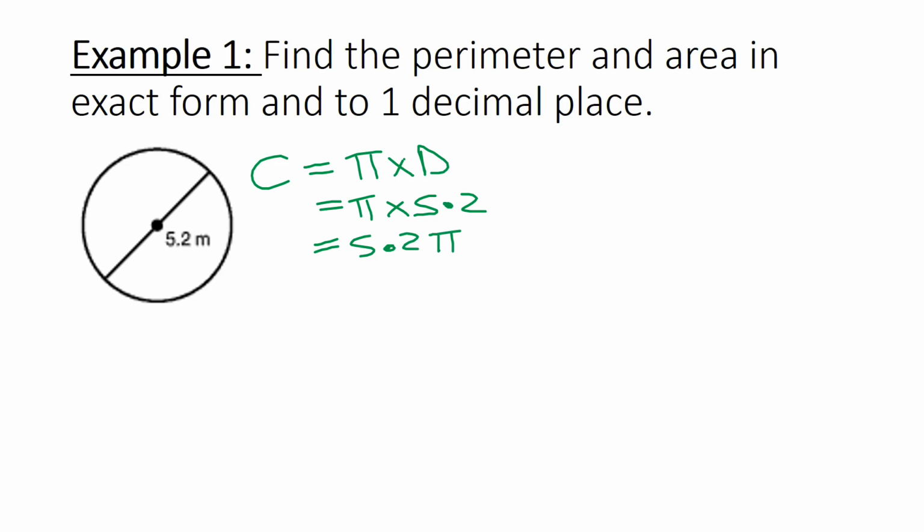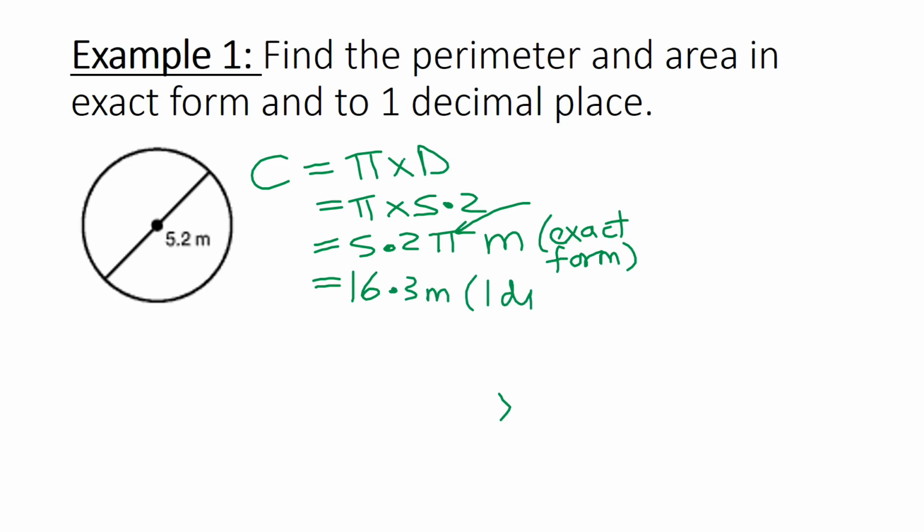That's an exact form. Okay, so if it's an exact form, I'd put 5.2 pi meters and I'd say exact form. And that's because if I put pi into my calculator, my answer will not be exact anymore. My calculator will round it. So if I do put this into my calculator, it gives me 16.3 meters, and I'll put 1 dp.